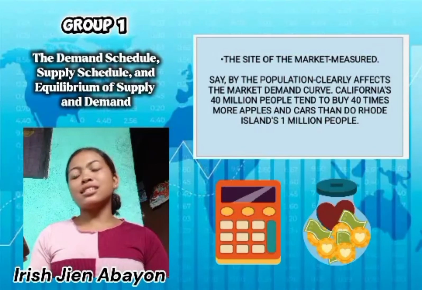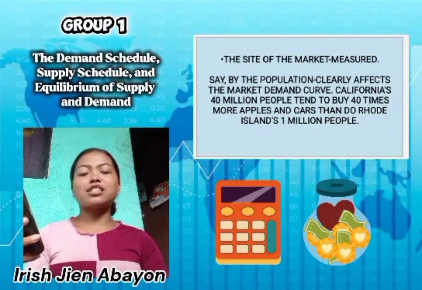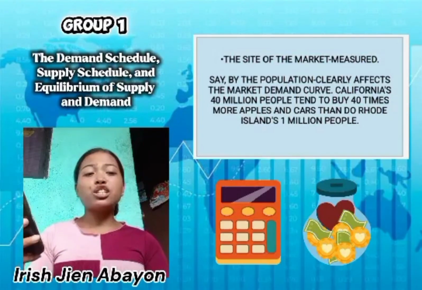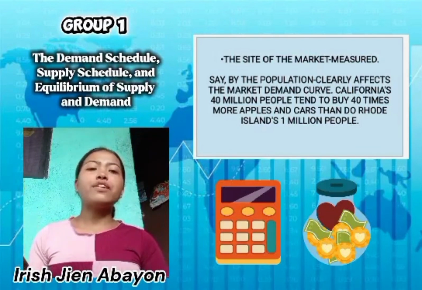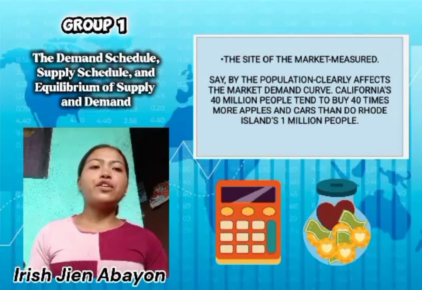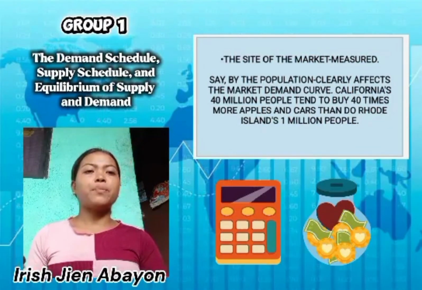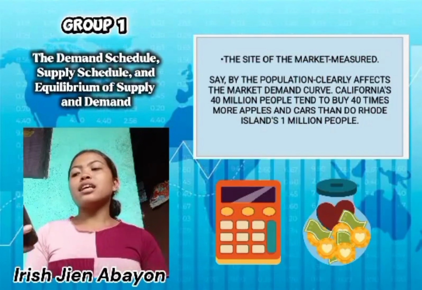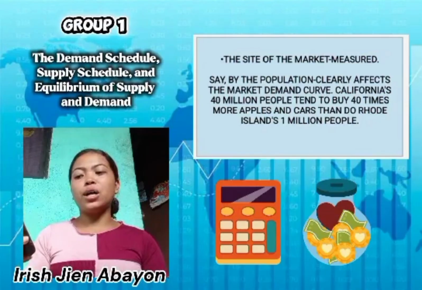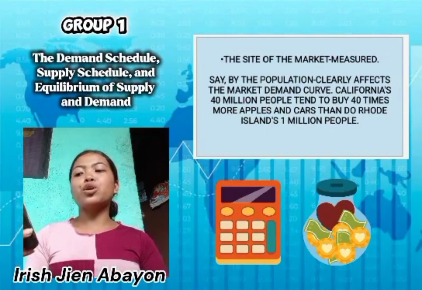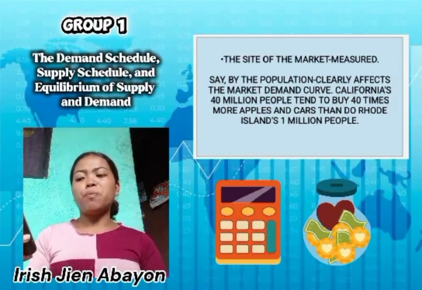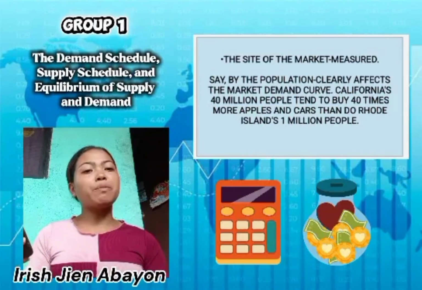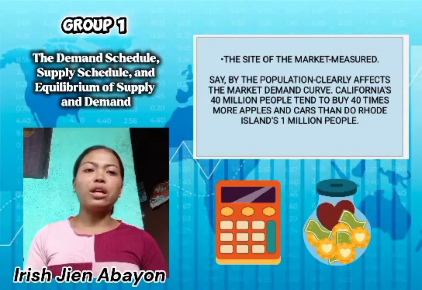The size of the population affects the market demand. A larger population means higher demand for products. We have here an example. This is the difference between a daghan nga population and a gamay ra. California's 40 million people buy about 40 times more apples and cars than Rhode Island's 1 million people. So, dali ra kay masabtan na, the bigger the population, the higher the total demand.